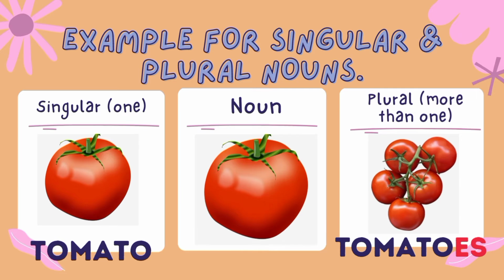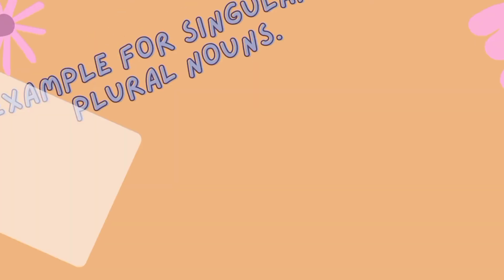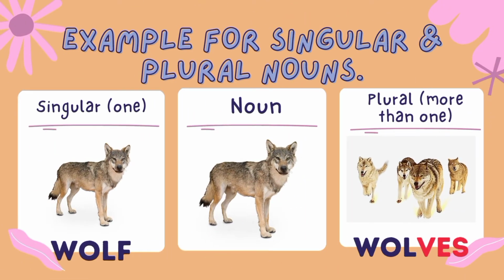There are words that we need to add es. For example, like tomato. For singular noun, it's just tomato. But if it is more than one, we need to add es at the back of the word, which becomes tomatoes.